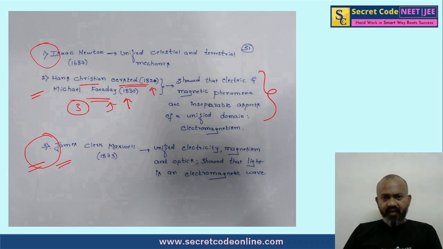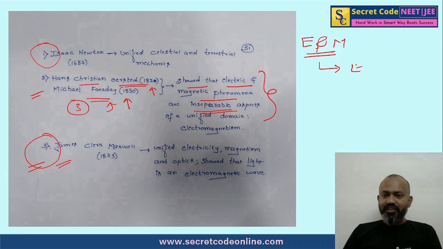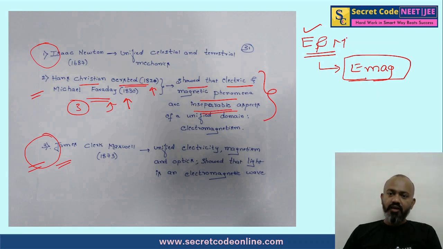According to Oersted and Faraday, electric and magnetic phenomena are inseparable. I'll repeat it again. Electric and magnetic phenomena are inseparable aspects of electromagnetism. They cannot be separated. That was shown by Oersted and Faraday. That means the third unification work made by the scientists.